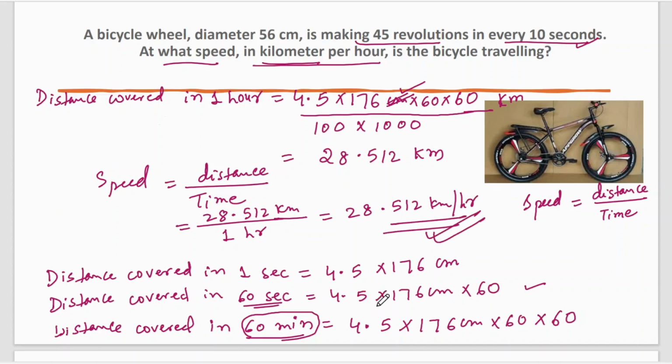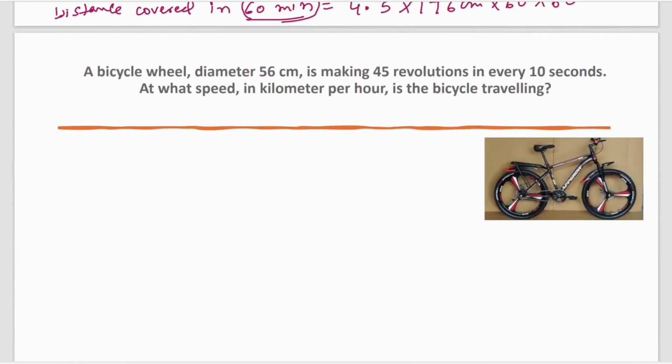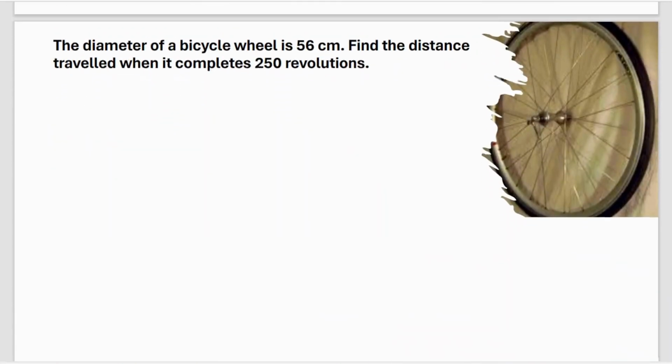Okay, I hope you will not get confused. Please try to understand this concept. Each and every step is very important. Okay, so now let us do the next question. We have covered this question now.